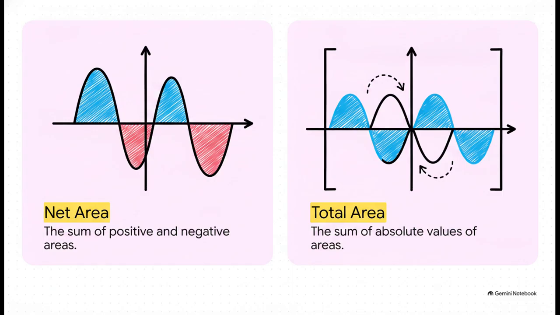Total area, on the other hand, just wants to know the physical amount of space, completely regardless of its orientation on the graph. To find that, we use absolute values to mathematically flip the negative area upward, treating every single boundary as a positive value.